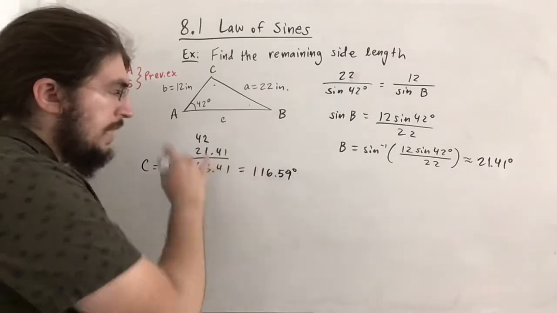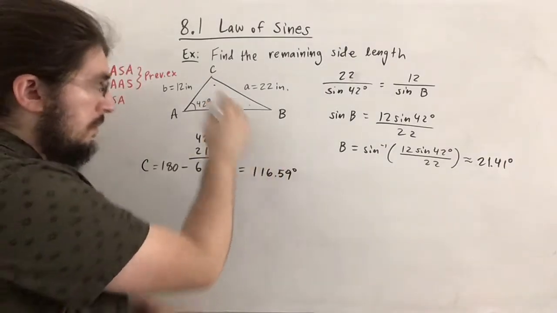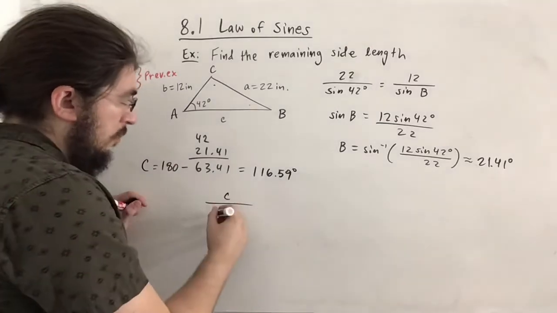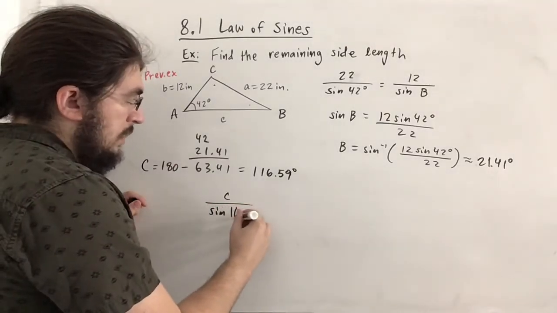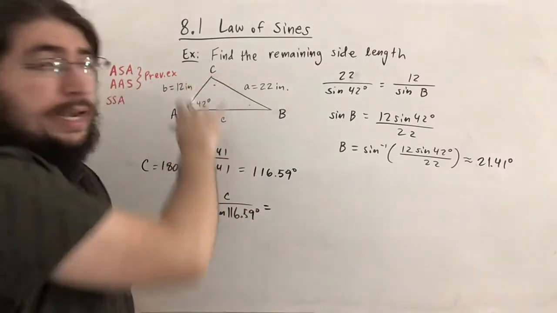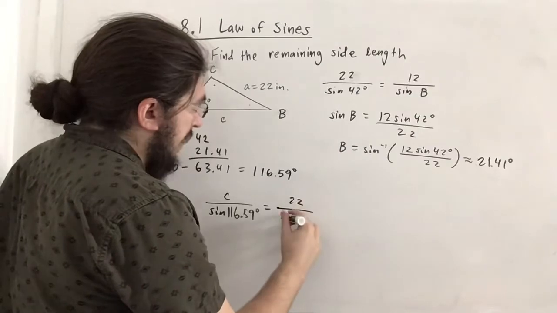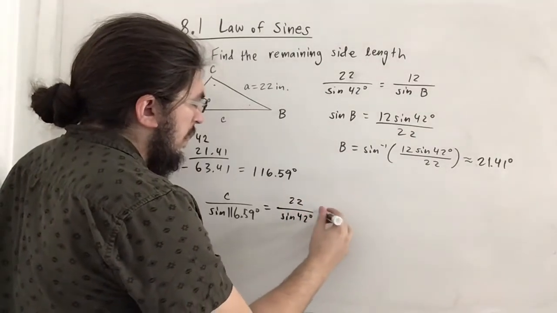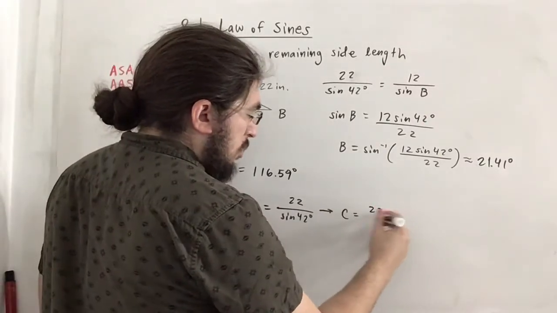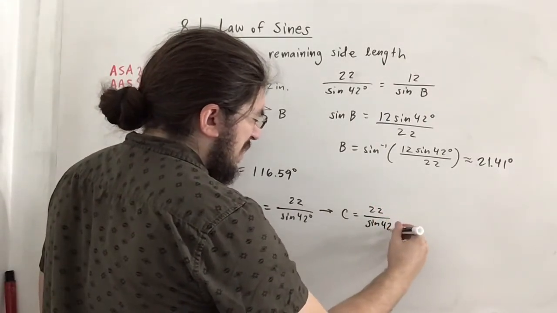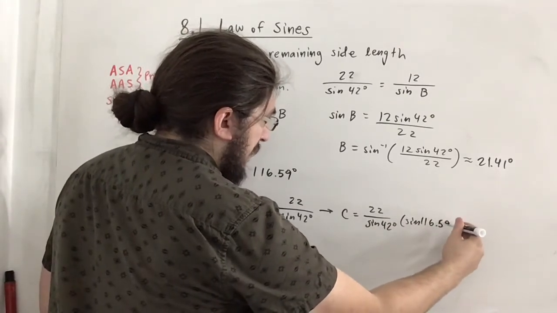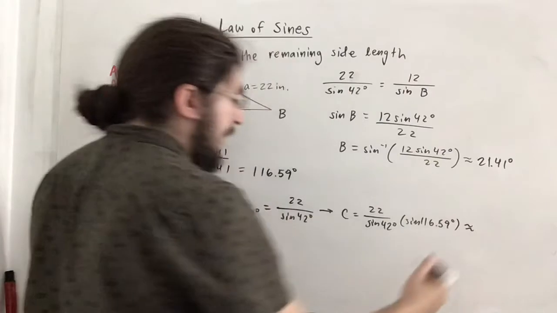But now, of course, continuing this problem, we need to find this side c, now that we have angle C. So now we can safely say that lowercase c over sine of capital C, 116.59 degrees, is equal to, let's use A and A, 22 over sine of 42. Let's cross multiply to get lowercase c by itself. So it's going to be 22 over sine of 42, multiplied by sine of 116.59 degrees, and now we use our calculator and see what we get.